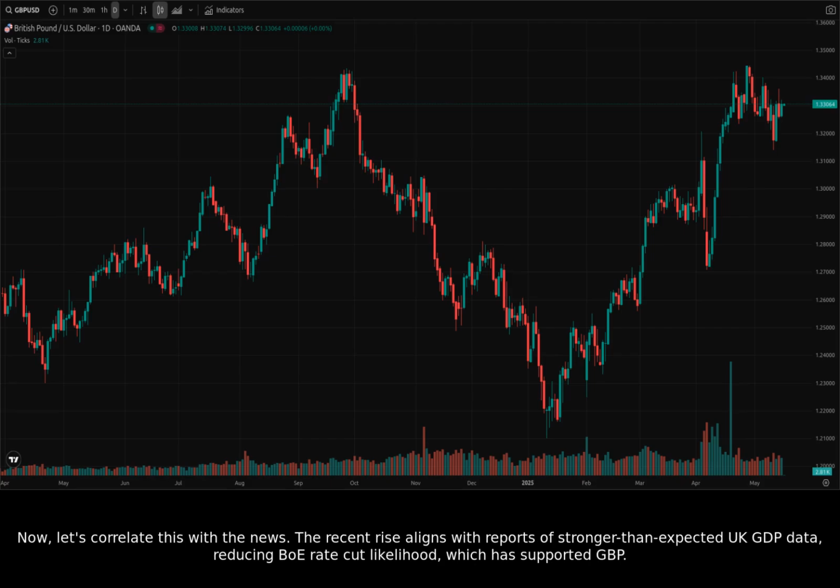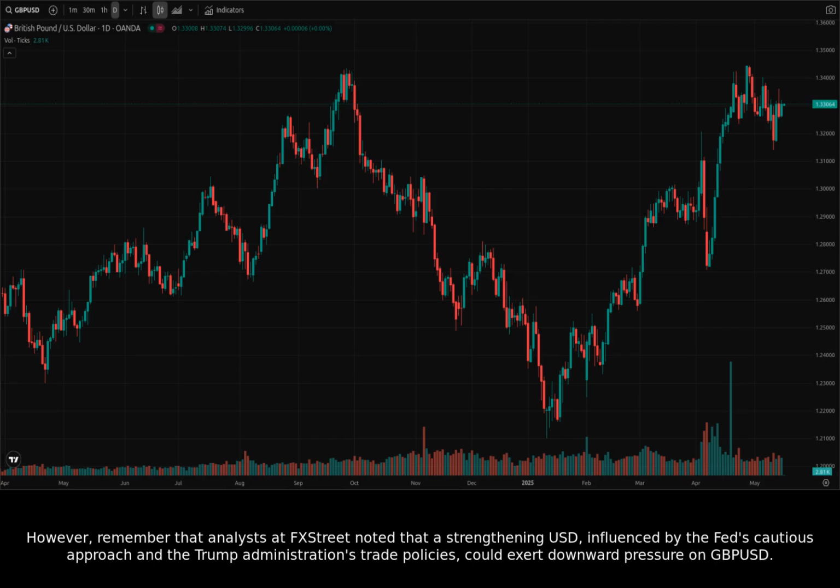Now, let's correlate this with the news. The recent rise aligns with reports of stronger-than-expected UK GDP data, reducing BoE rate cut likelihood, which has supported GBP. However, remember that analysts at FX Street noted that a strengthening USD, influenced by the Fed's cautious approach and the Trump administration's trade policies, could exert downward pressure on GBPUSD.